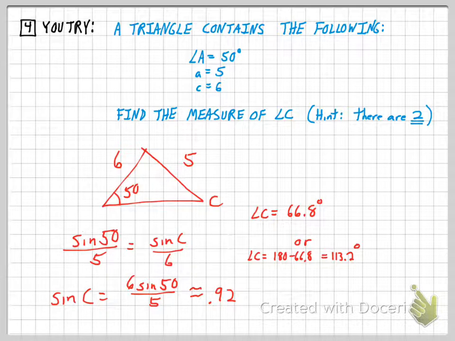Okay, so hopefully you used the law of sines, set it up, found sine of angle C equals 0.92, and realized that your calculator is going to give you one answer, but there is a second answer, which is 113.2. If I think about the third angle, 50 plus 66, there'd be a third angle to figure out, and 113 plus 50 is less than 180, so there'd be a third angle for this. So this is an example where if you continued the problem, there would be two different triangles.